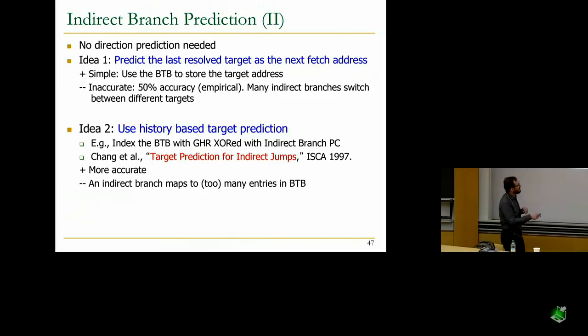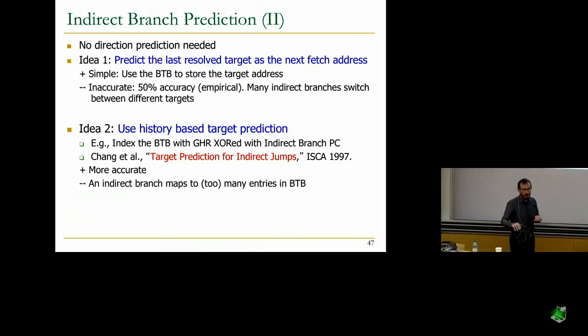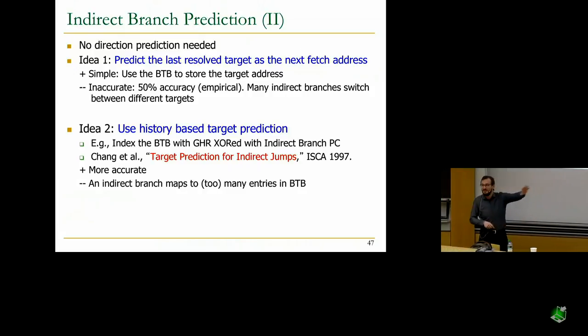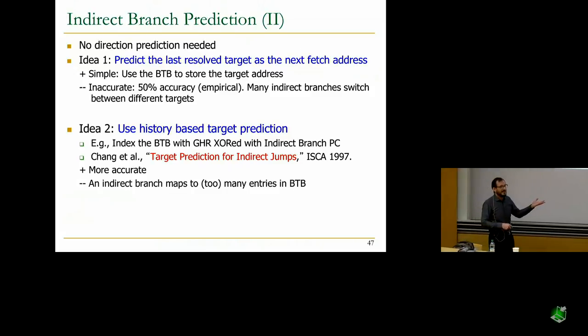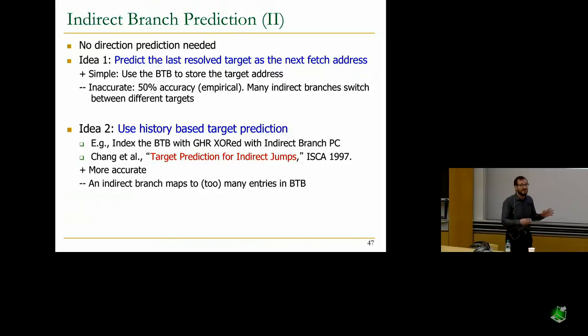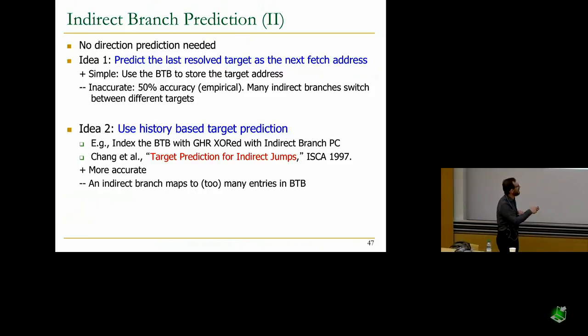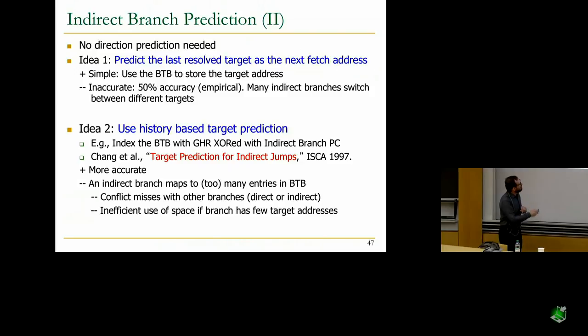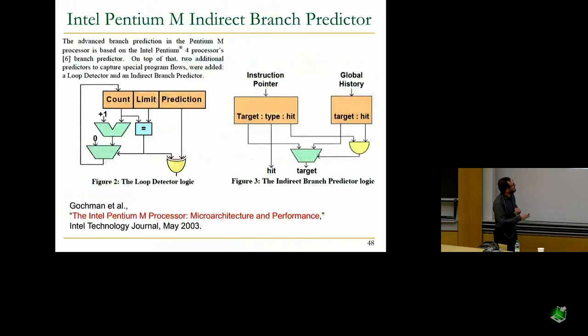But one downside is that it causes a lot of pollution in the BTB, because an indirect branch now maps to many entries in the BTB. So there are some indirect branches that have only one target dynamically. There are some indirect branches that have many, many targets. Here, an indirect branch that has a single target actually maps to many entries because it gets executed with different histories. So you actually have some problem over here. Okay, you can read that on your own.